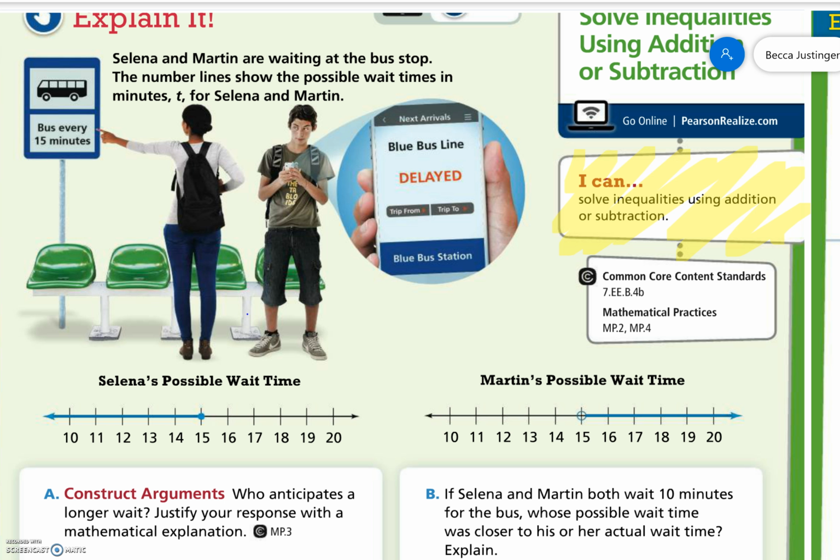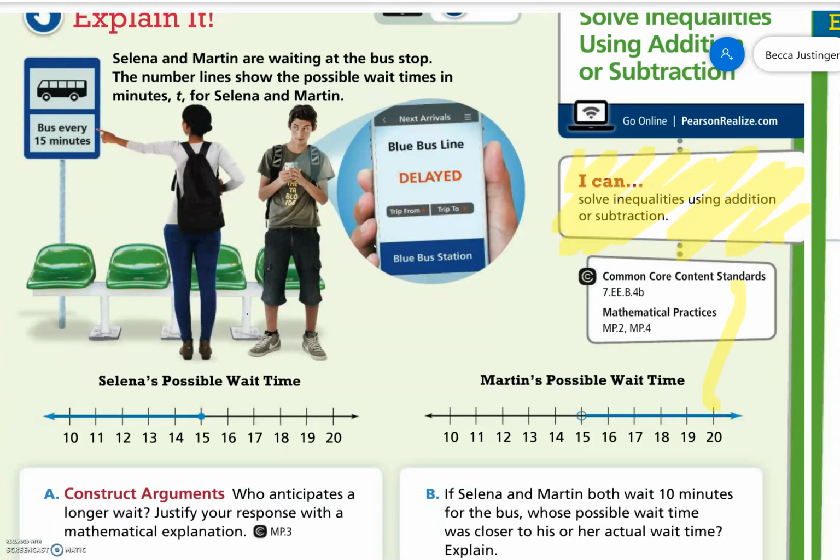Selena and Martin are waiting at the bus stop. The number lines show the possible wait times in minutes, T, for Selena and Martin. Selena's possible wait time says that there's a bus every 15 minutes. So if she just missed the bus, she'd have to wait 15 minutes. If not, it could be less than 15 minutes. Martin's app says his blue bus is delayed, which means it's going to take longer than 15 minutes. It couldn't take 15 minutes because then it wouldn't be delayed at all. It'd be on time. So it's going to be more than 15 minutes.